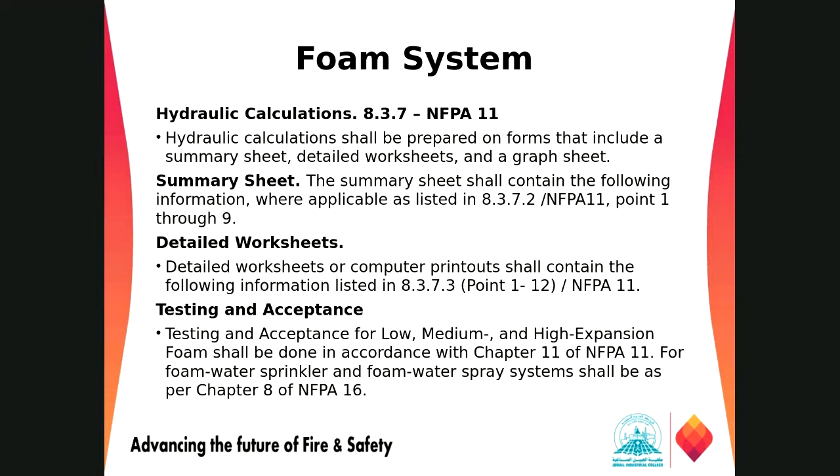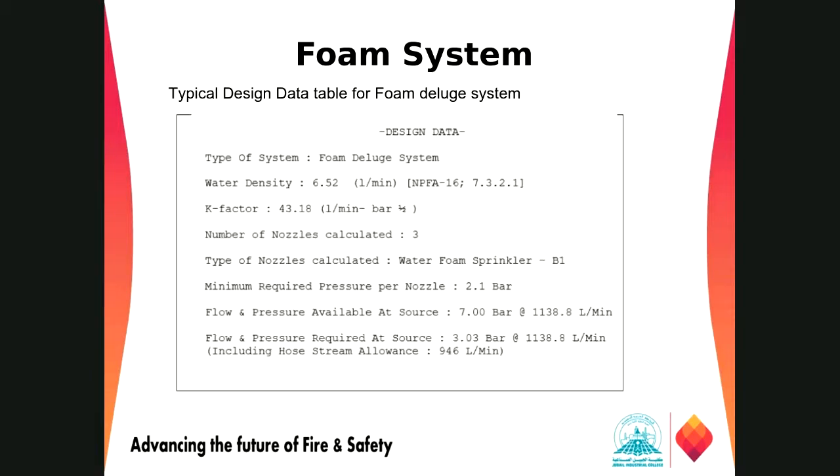For the hydraulic calculation, we have the same principle, the one we discussed in the previous slides, right? The summary sheet, the detailed worksheet, the testing and the acceptance should be as per chapter 8 of NFPA 16 and chapter 11 of NFPA 11. Here we have one of the design data tables for a foam deluge system, which is a foam deluge sprinkler system, and this data table should be provided on the drawings.